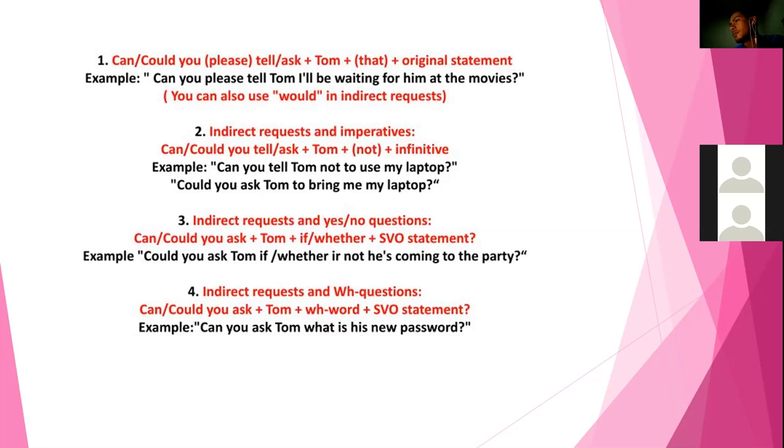So you can also use would in indirect request. Puedo usar can, could, or would, ¿ok? Two, I have indirect requests and imperatives. I have can, could, tell, or ask, Tom, el not si fuese negative, plus the infinitive. Can you tell Tom not to use my laptop? Or could you ask Tom to bring me my laptop? Okay? So, esa es como la estructura que tienen que seguir. Do you understand that? Yo creo que, en los ejemplos que vi, estaban siguiendo ese patrón. Ese es el patrón que tienen que seguir for number one and for number two.